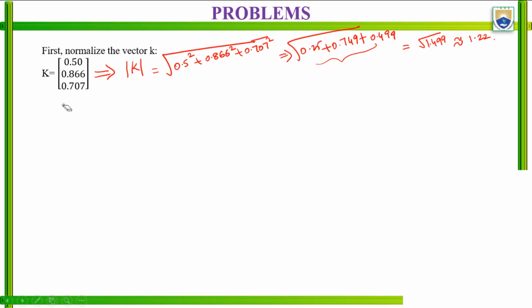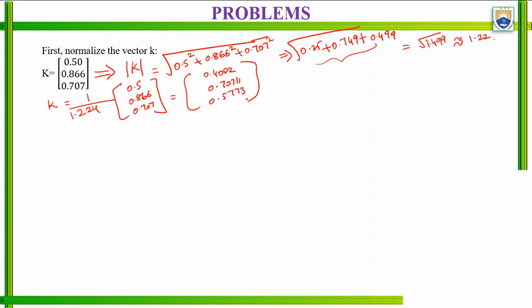Now, this particular vector k, when we consider it with the formula, we will be writing 1 by 1.2247 into [0.5, 0.866, 0.707], which will be equal to [0.4082, 0.70711, 0.5773]. So, as per the equation, k is equal to 1 by this 1.22 times the vector k, and we have got this particular matrix.